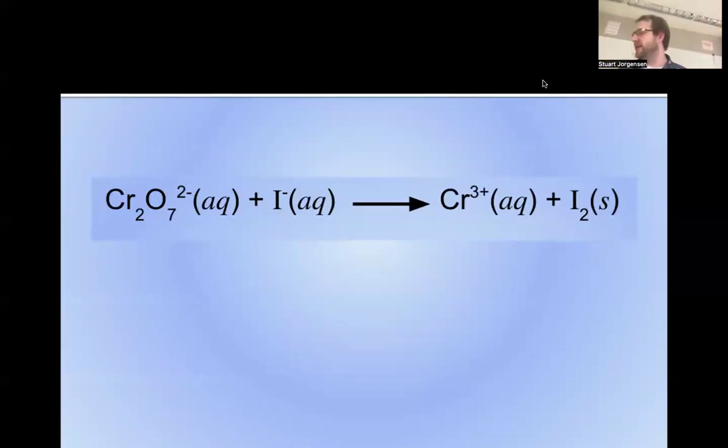Cool. Hey, what's wrong with this thing? Yeah, there's a bigger problem than that. Something should scream at you. Where's the O's? That's fun, right? And many of us were seeing this yesterday when we were working on separating them into our half reactions. The problem is that the O's just kind of disappear into the ether.